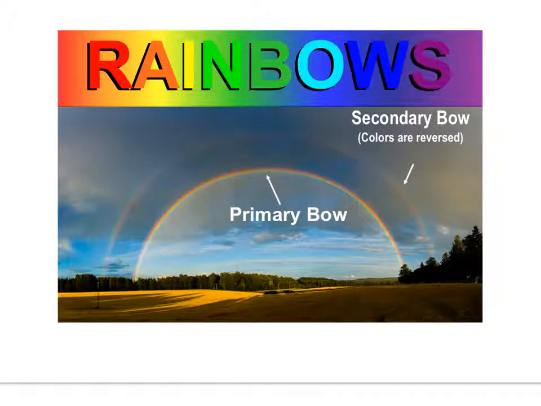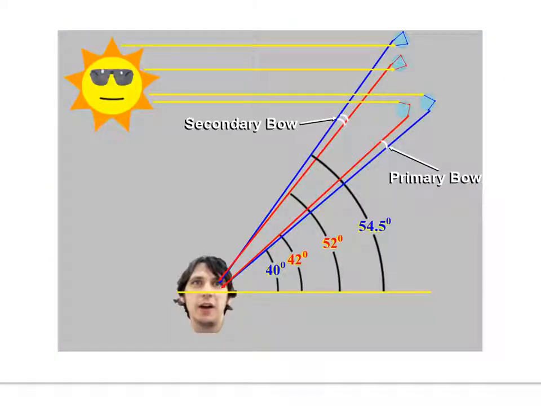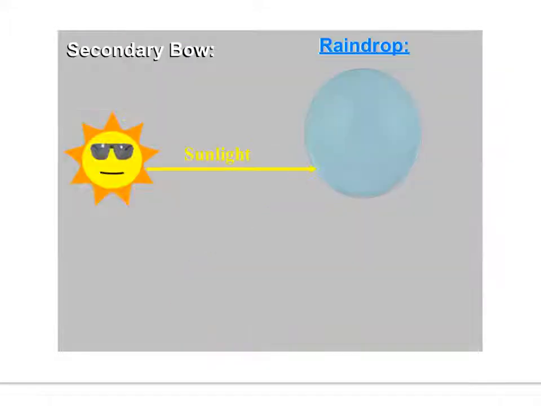Now, what about the secondary bow? We can use the fact that the colors are reversed, so in other words, the red band is closer to the ground than the blue band, as a hint to help us figure out what's going on, and we can also use the fact that the light is dimmer as a clue. The secondary bow is going to occur about 10 degrees higher in the sky, so the primary bow is between about 40 and 42, and the secondary bow is between about 52 and 54.5 degrees.